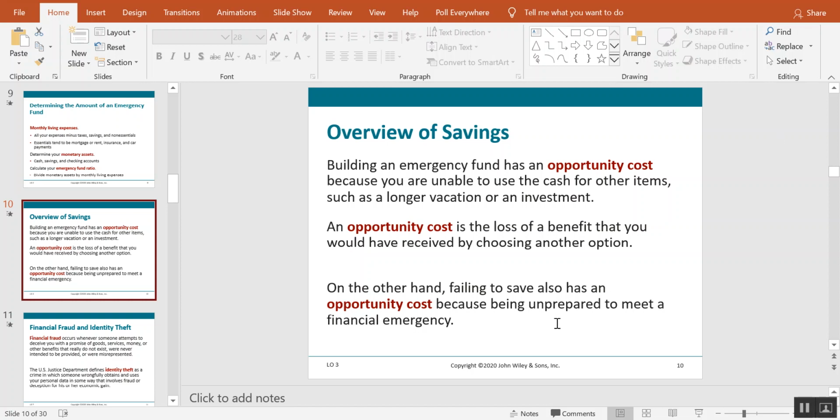However, if you don't have the emergency fund, there's also an opportunity cost there if you run into a situation where you need that money and you don't have it. Because then the opportunity cost is you don't have the money that you need when you need it.